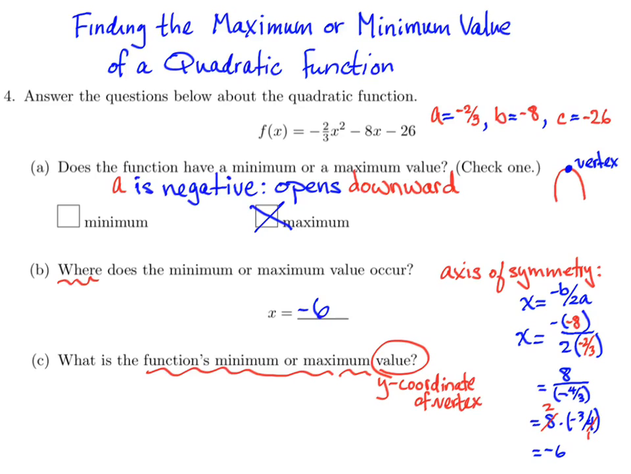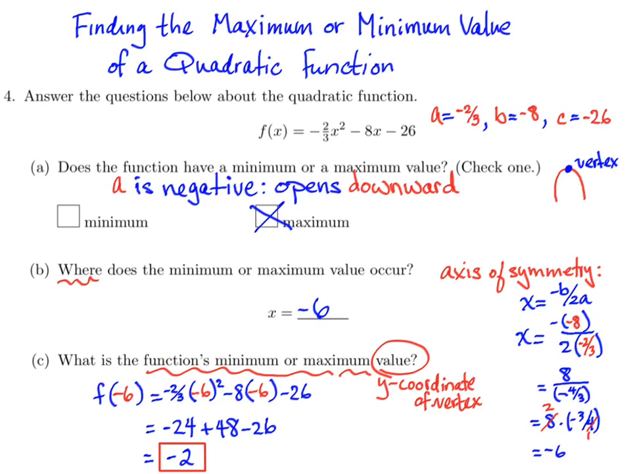So the only way we have to get that is by taking the x-coordinate and just plugging that in to f. So we're going to find f of negative 6. Plugging it in, we get negative 2/3 times negative 6 squared, minus 8 times negative 6, plus 26. I get negative 24 plus 48 minus 26, and I get negative 2. So that's the y-coordinate, or the output, at the vertex.